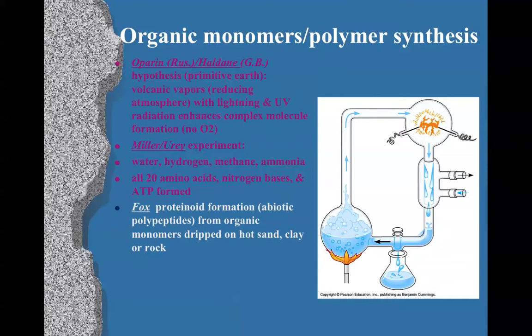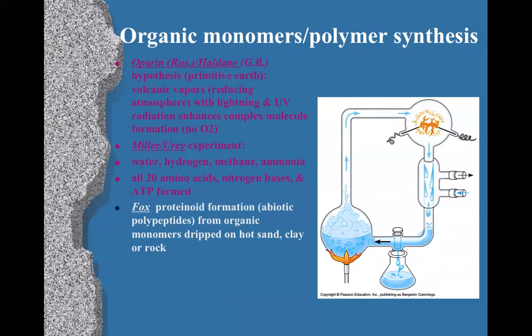Now, just forming things like nucleotides or ATP or amino acids or glucose, none of those things by themselves can really get us to the point where we have something living. We have to take those monomers and turn them into polymers. And that's what the Fox experiment showed us that was possible.